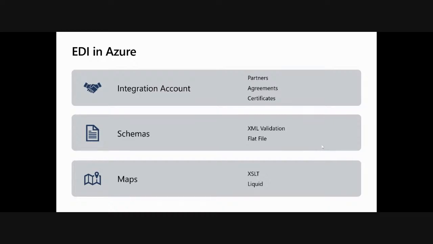It's also where you store the certificates. If you need to do things like MDNs through AS2, you store your certificates inside the integration account. Schemas and maps are things that are very familiar to most people, I think. Obviously, from the background of a lot of this, it's very XML based, because the functionality has rolled in via BizTalk. So schemas provide the ability to do XML validation. They also have the ability to do flat files.